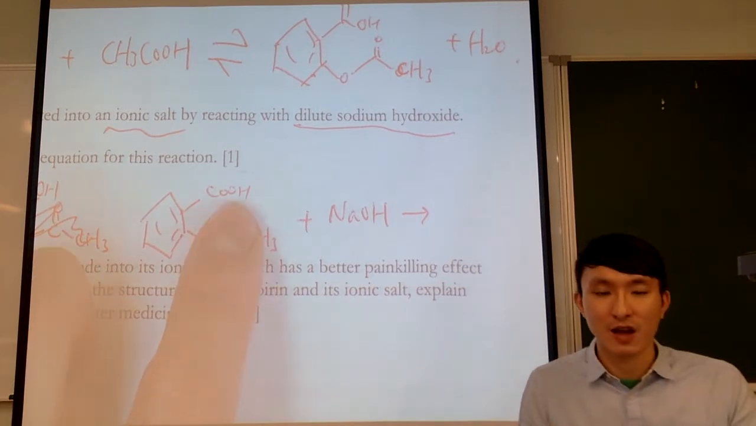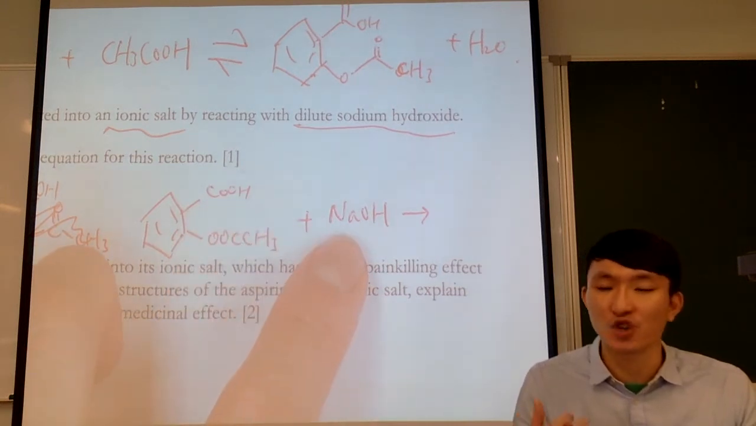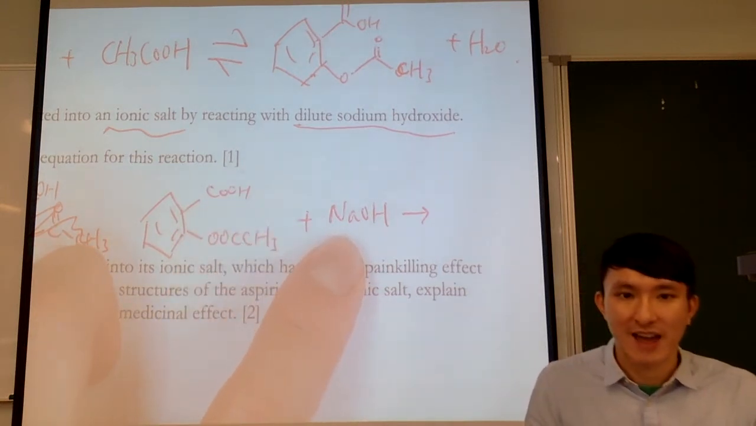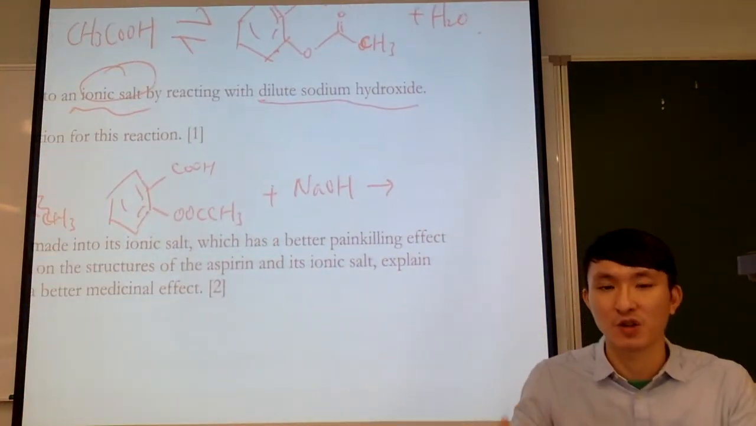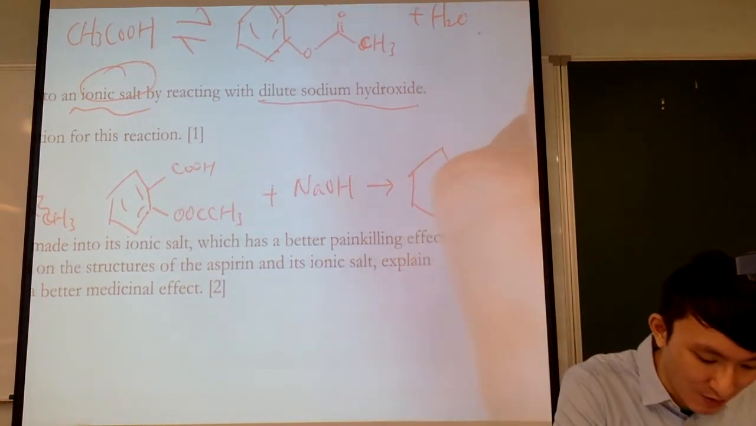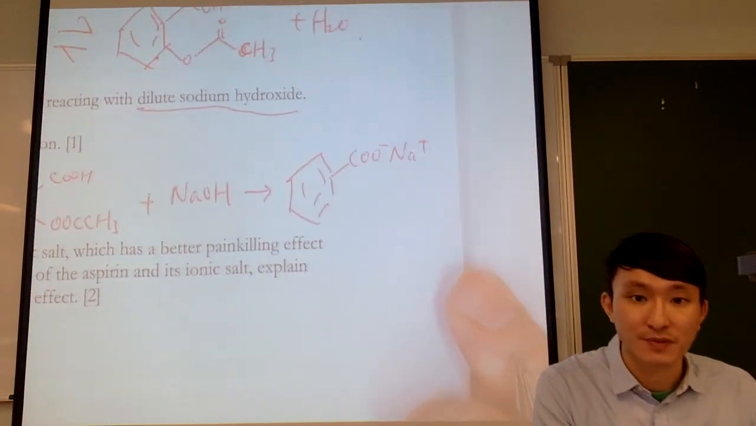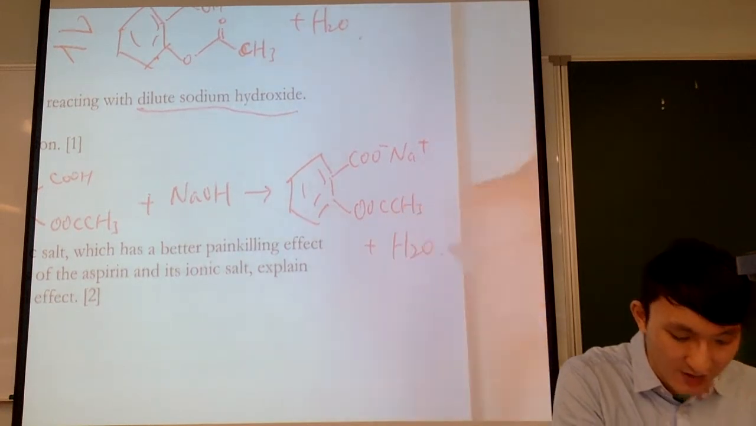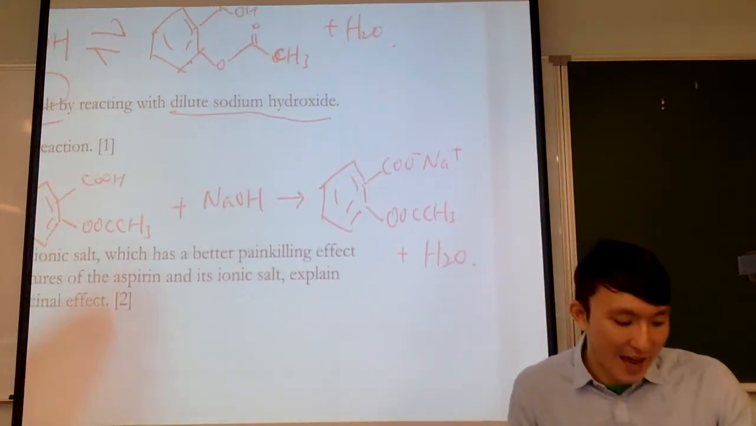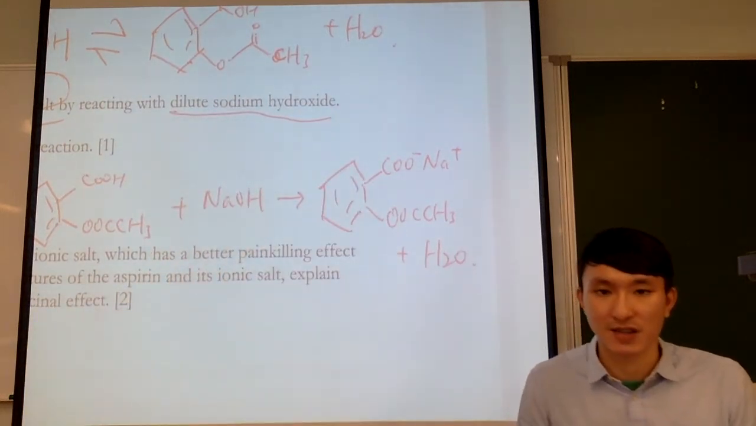So the remaining functional group will be carboxyl group. So the carboxyl group, being an acidic functional group, it is able to neutralize with sodium hydroxide. And you can also get the hint from here, ionic salt. So neutralization forms a salt, right? So actually the product would be like this, COO minus Na plus, okay? And then OOCCH3, this one does not change, and you form water, okay, as the product. So you see acid, base, salt, and water. This is definitely a neutralization reaction, okay?